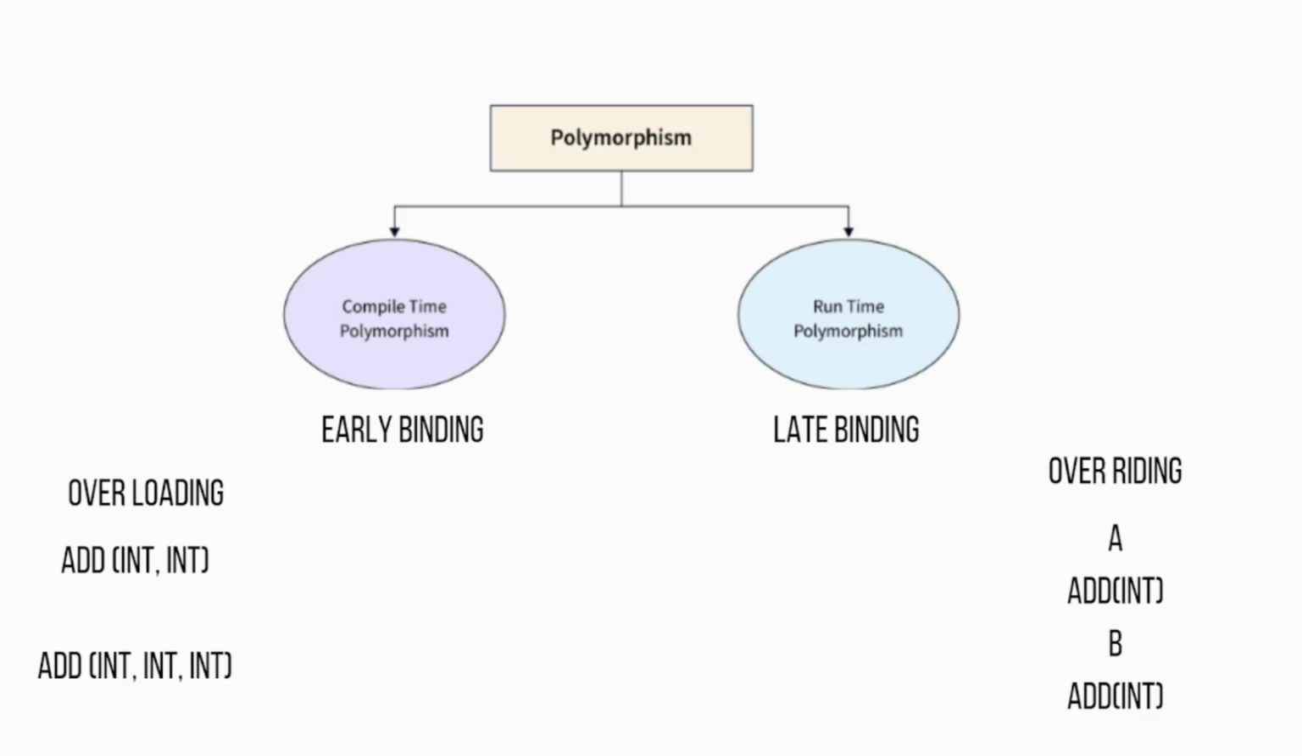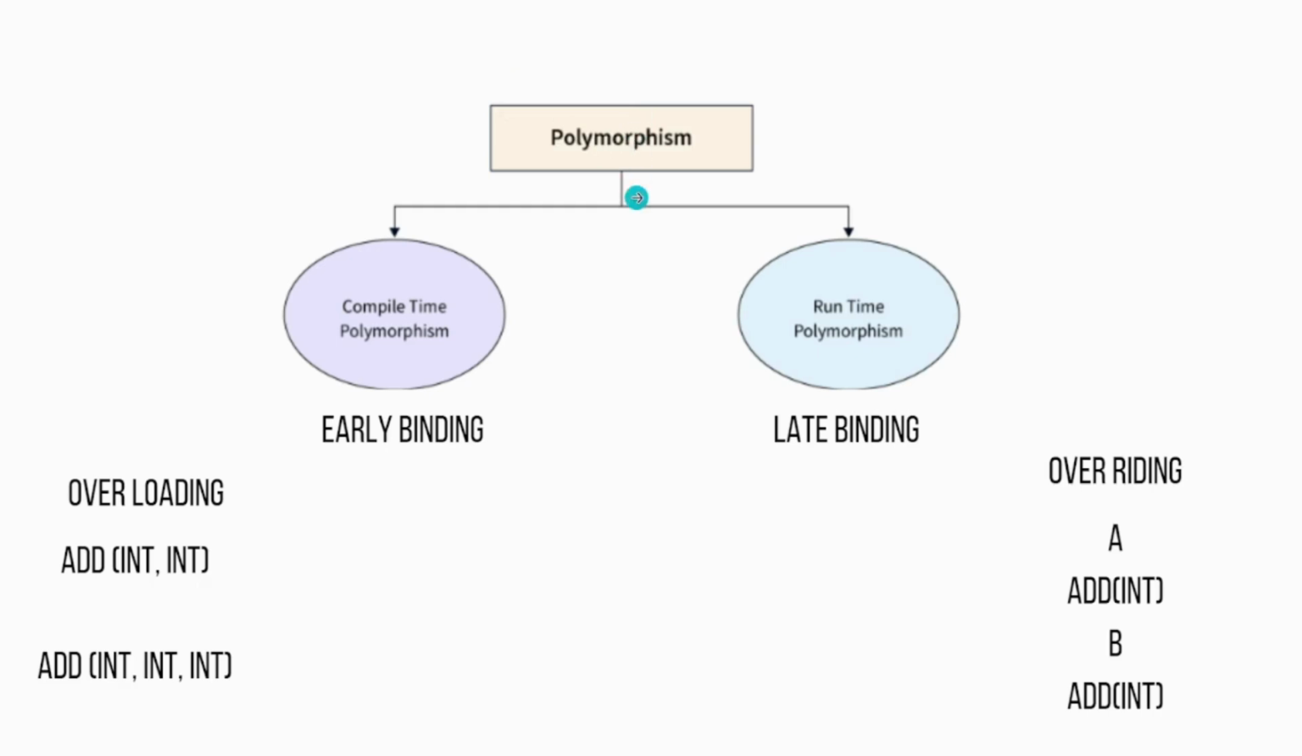As human beings, we have many behaviors, right? At home, we behave differently, and when we are at office, we behave differently. When we are with our friends, we behave differently, right? So according to the situation, we behave differently. This is known as polymorphism. That is, based on the situation, it behaves differently with many behaviors.